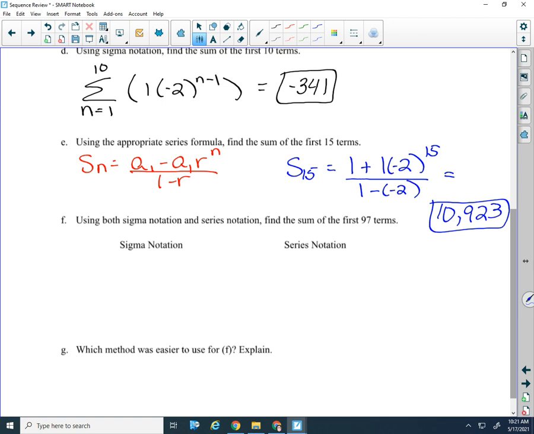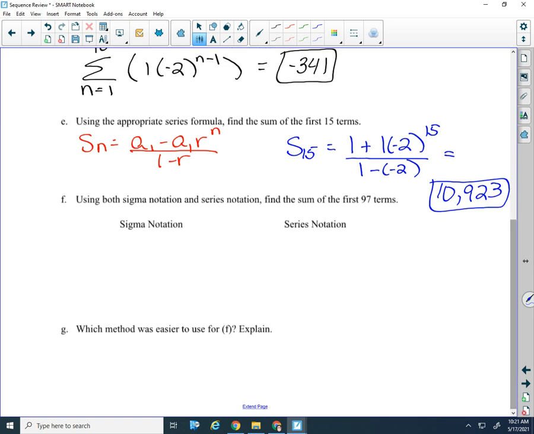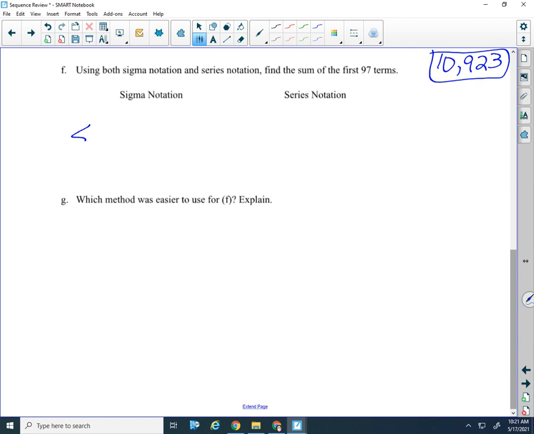Part F, using both notations now, find the sum of the first 97 terms. So our sigma n equals 1 to 97. Put your explicit formula in here, 1 times -2 to the n minus 1. And when you evaluate that, we actually get scientific notation, 5.28 times 10 to the 28. That means you move the 0.28 over and then you add 26 more zeros. It's a huge number. I'm not even going to go there.